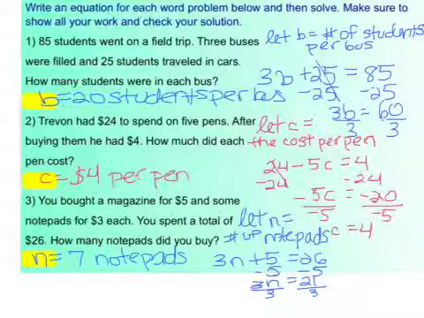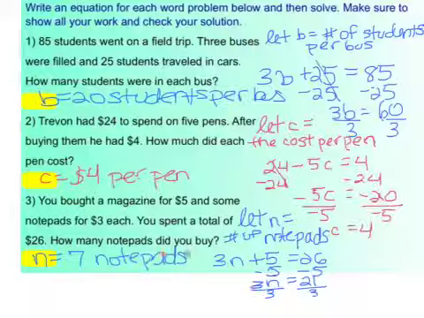Number 3, you bought a magazine for $5 and some notepads for $3 each. You spend a total of $26. How many notepads did you buy? So again, we're looking for the number of notepads, and that's unknown from the rest of the question. So let's let n equal the number of notepads.